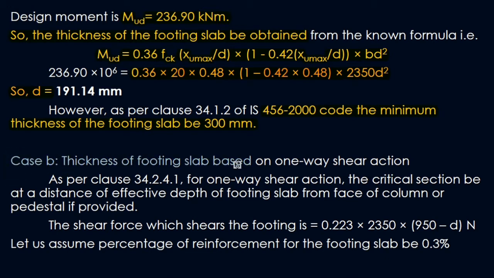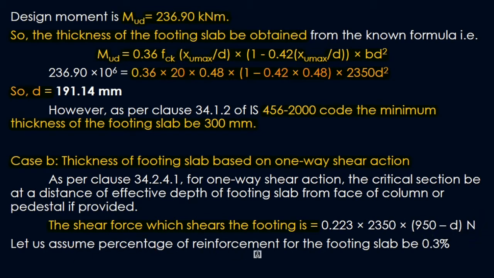Case B is the thickness of the footing slab based on one-way shear action. So as per clause 34.2.4.1, for one-way shear action, the critical section is at a distance of the effective depth of the footing slab from the face of the column or pedestal if provided. So the shear force which shears the footing is 0.223 into 2350, that is 2.3 meters, the dimension in mm, into 950 minus d into n.